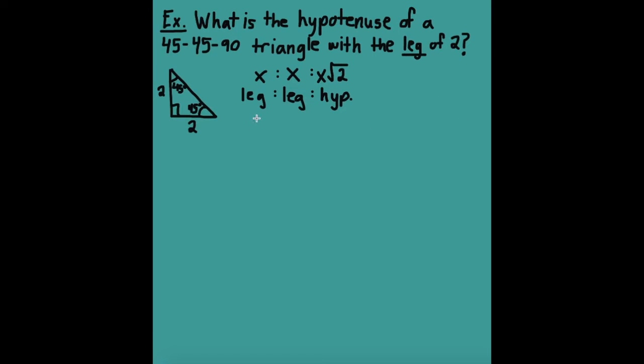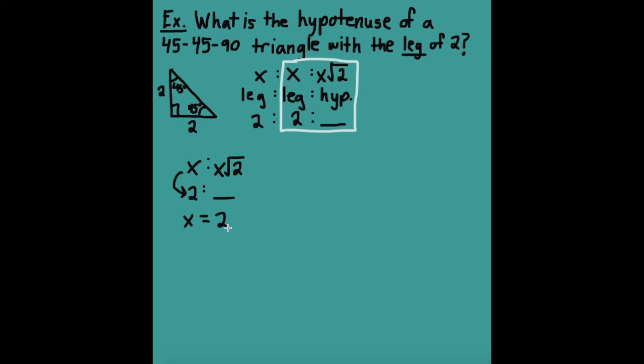In this case, we have 2 to some missing number. So we will look at one of the leg ratios. So we have x to x root 2, and we have 2 to some missing number. This shows that x is 2. And since x is 2, x root 2 equals 2 root 2, which is the hypotenuse.